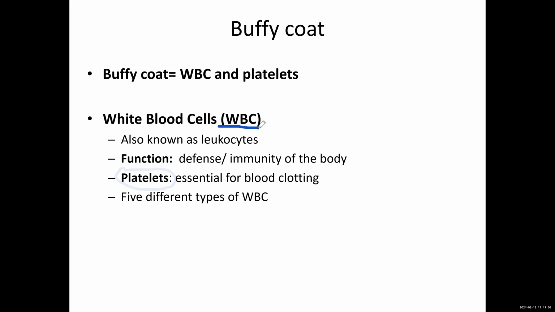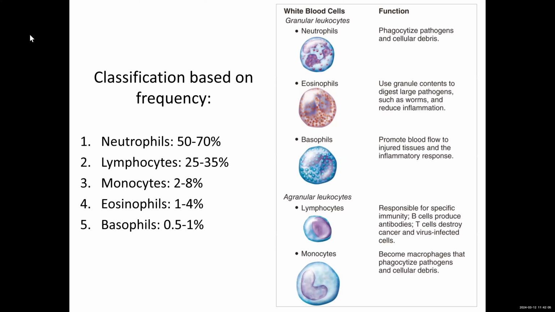But when we're talking about white blood cells that are important in defense, we have 5 different types of white blood cells. So here's our classification. Neutrophils, 50 to 70%, lymphocytes, 25 to 35%, monocytes, 2 to 8%, eosinophils, 1 to 4%, and basophils, 0.5 to 1%. So the mnemonic over here, you see the first letters, NLMEB: Never Let Monkeys Eat Bananas. This way you can put them in order from more frequent to less frequent.